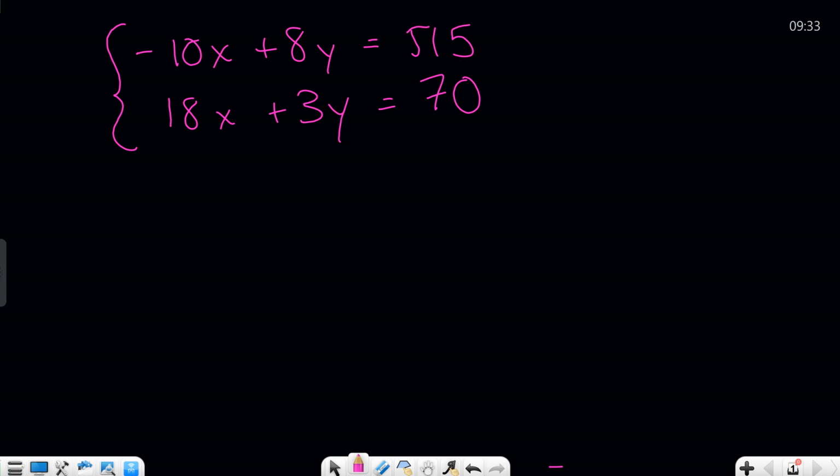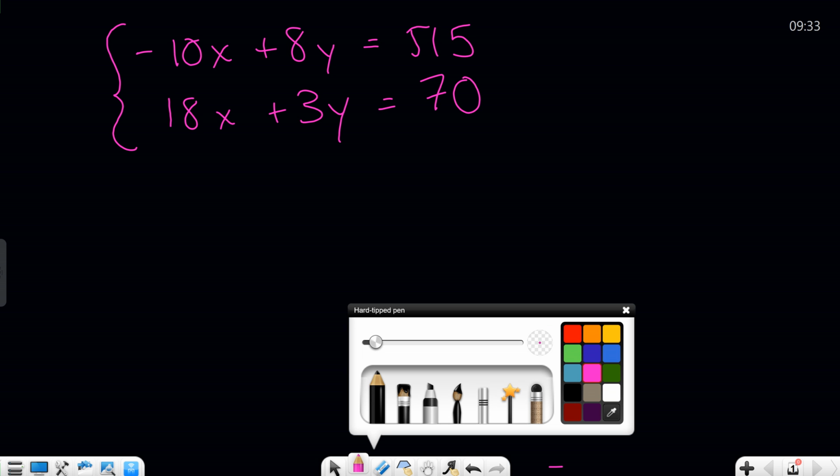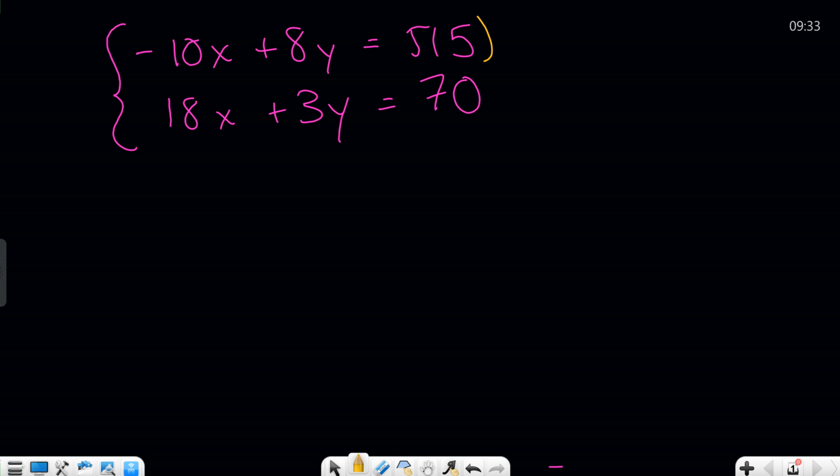Okay. Grace, you wanna get rid of the X's or the Y's? The Y's. Okay, so if I'm gonna get rid of the Y's, what am I gonna multiply each of these equations by? You're gonna multiply the top equation by -3, and then the bottom equation by 8.